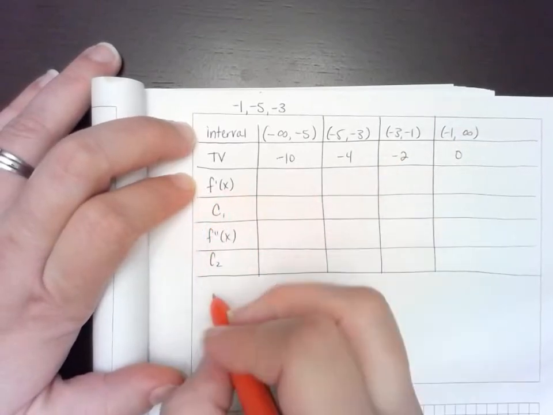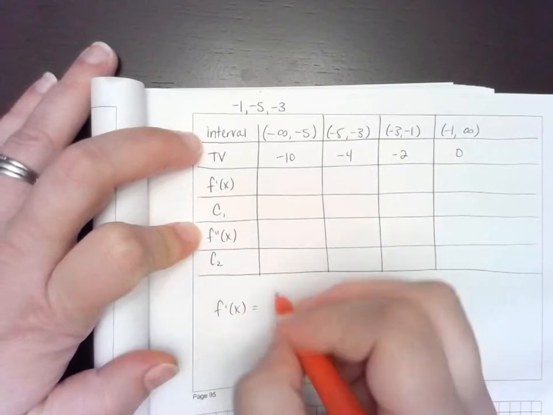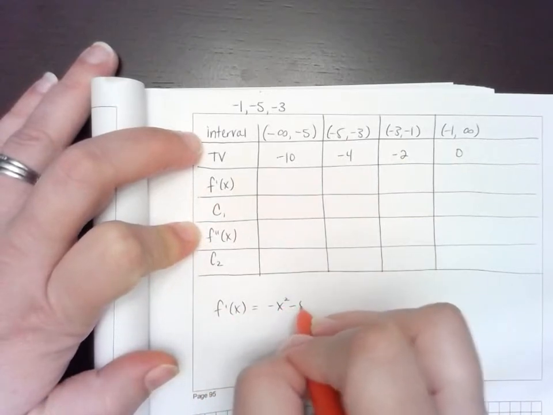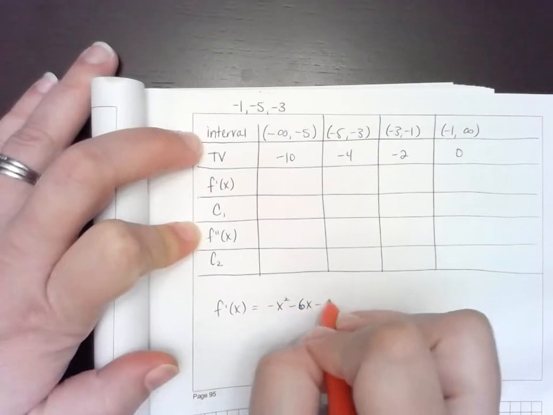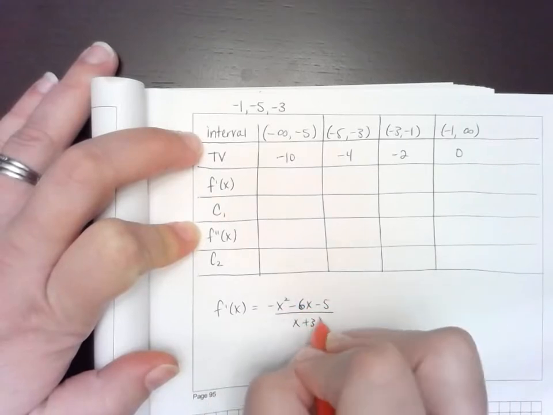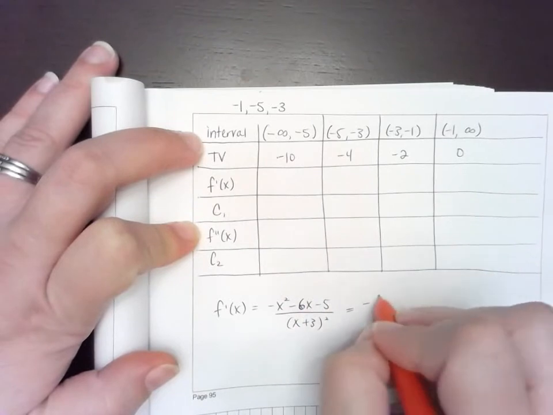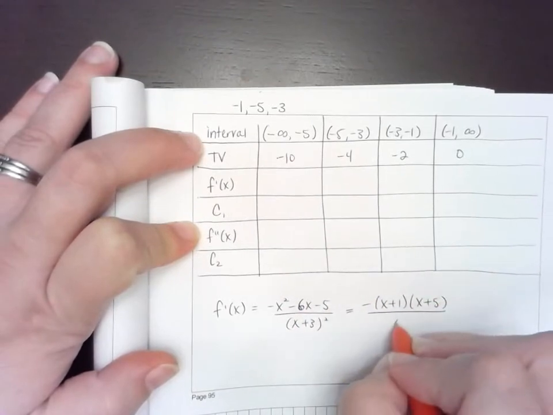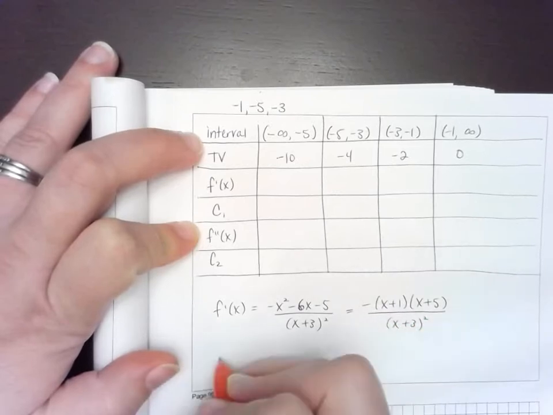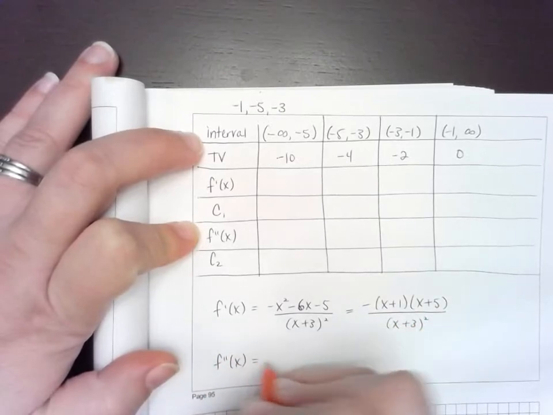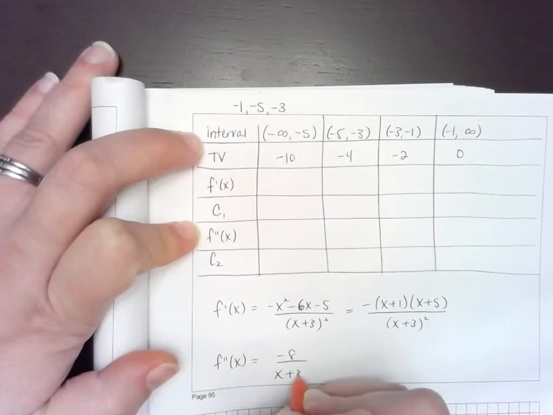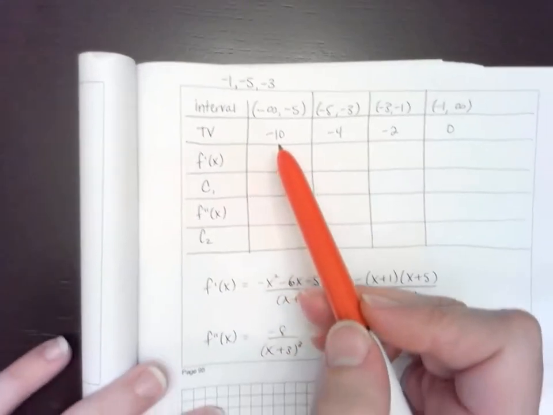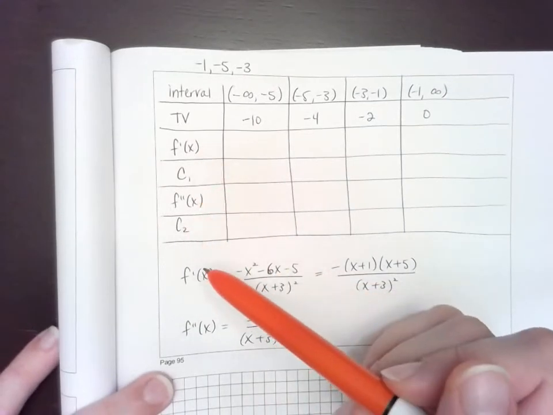And first derivative. Now let me remind you of what the derivatives look like. This one was negative x squared minus 6x minus 5 over x plus 3 squared. We also saw it as negative x plus 1, x plus 5 over x plus 3 squared. The second derivative is equal to negative 8 over x plus 3 cubed.